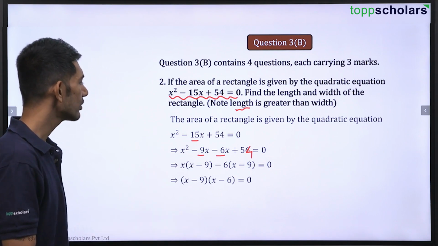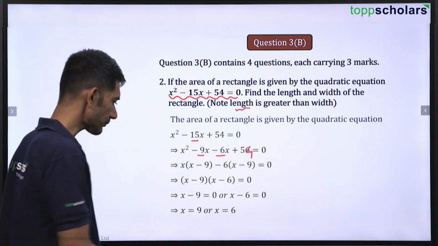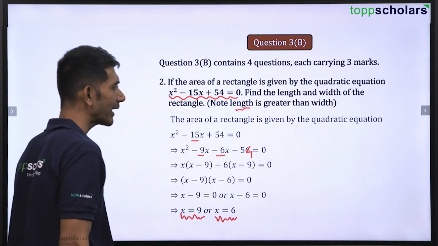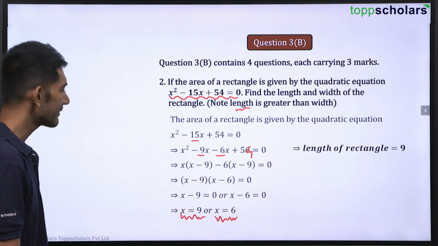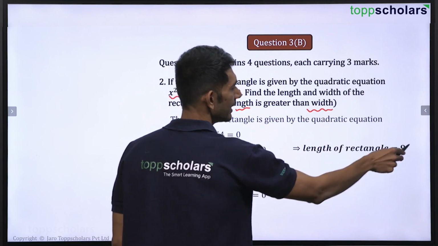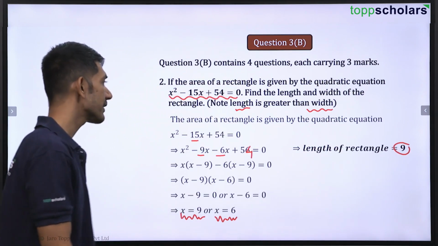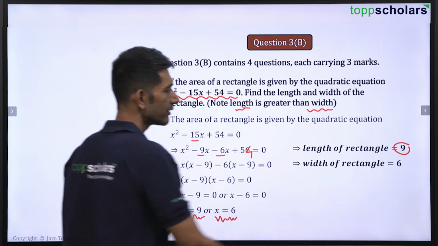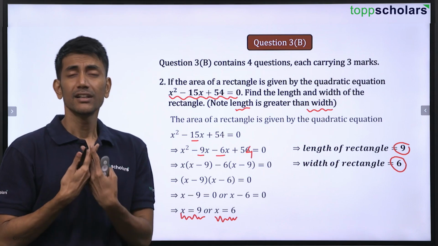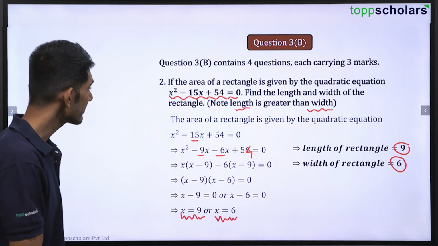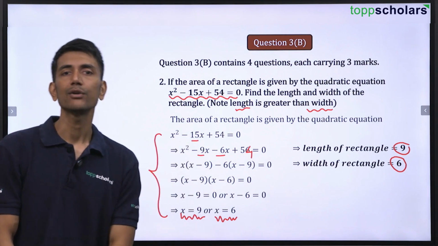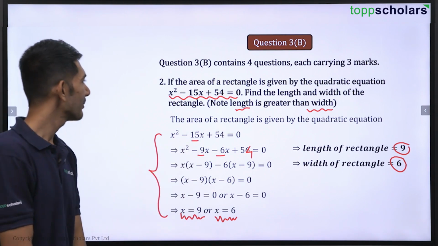So you get x = 9 and x = 6. Correct? x = 9, x = 6. These are the two values of x. So definitely here we can say that the length is greater than the width. So definitely the length of the rectangle is 9. And what is the width of the rectangle? The width of the rectangle is 6. What was the question? The question was to find the length and the width of the rectangle. So see, such a simple question is asked in the exam where all we needed to do is factorize and find out the two values of x here. Simple. Perfect. Let's continue.